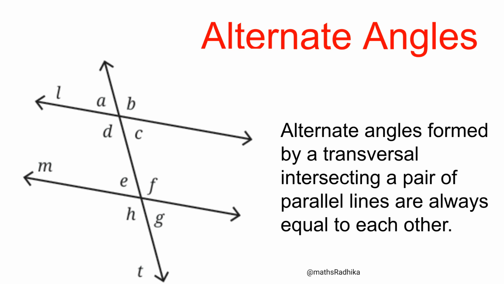Alternate angles. Angle D is called the alternate angle of angle F, and angle C is the alternate angle of angle E. Alternate angles formed by a transversal intersecting a pair of parallel lines are always equal to each other.